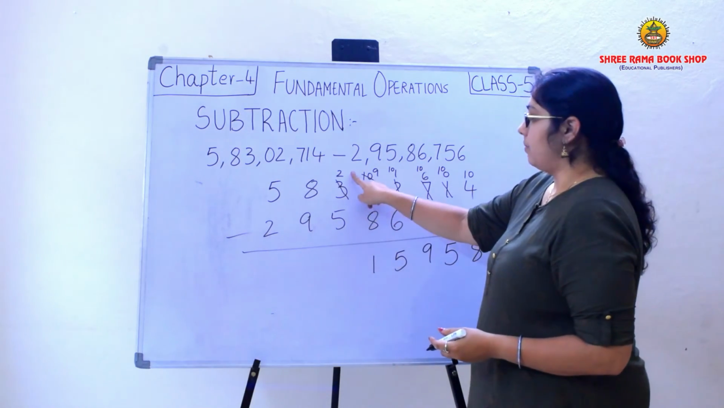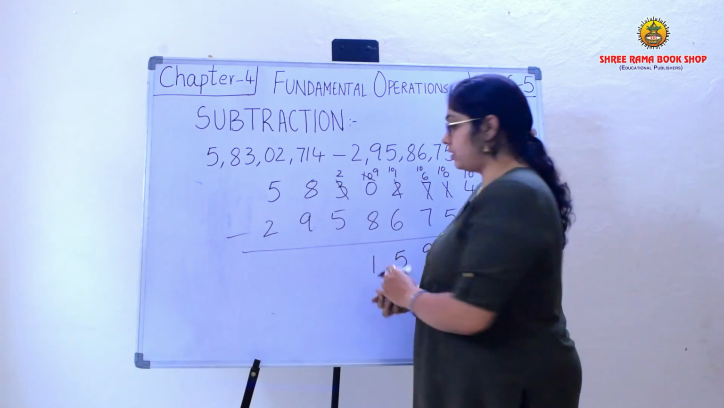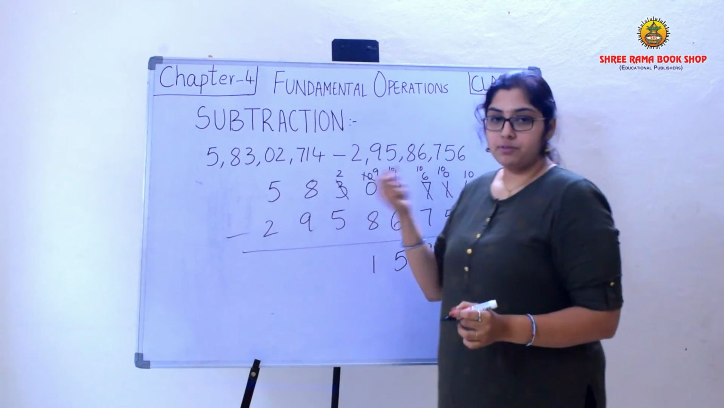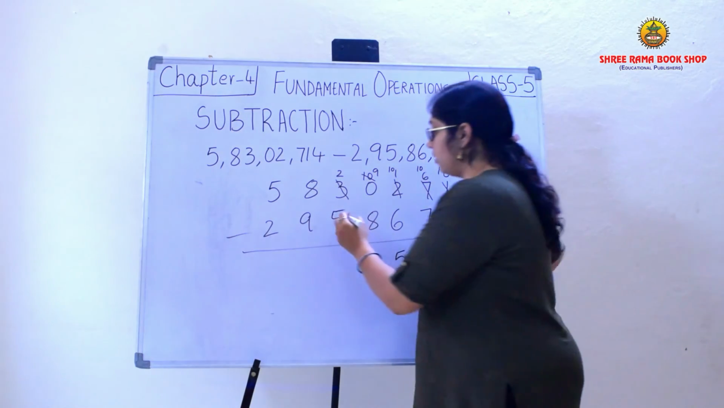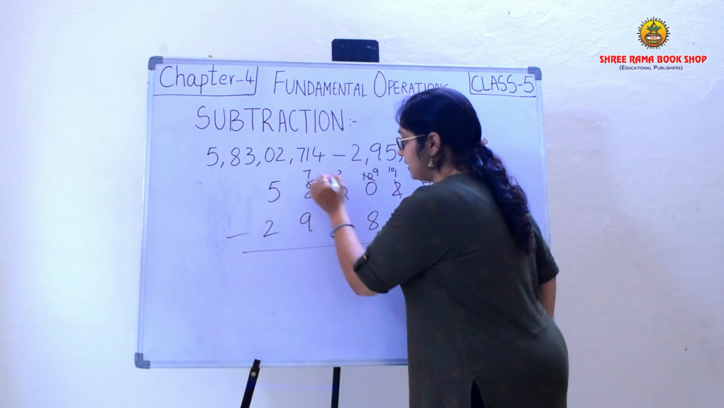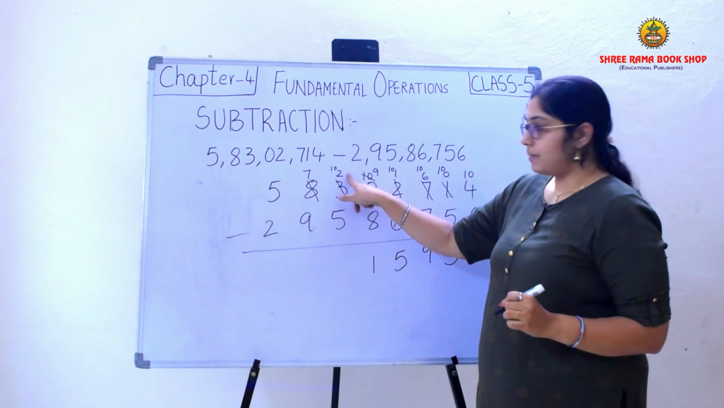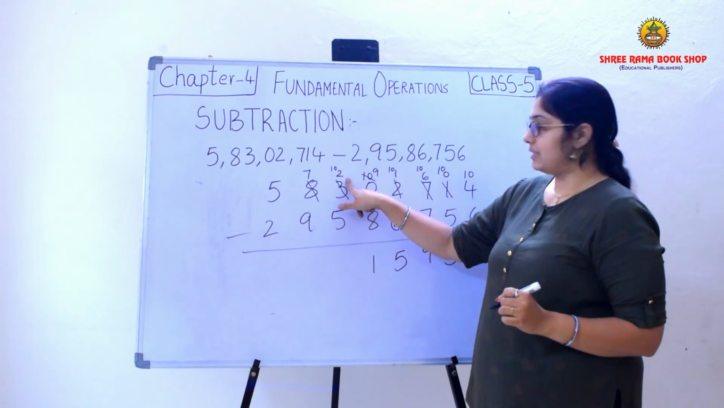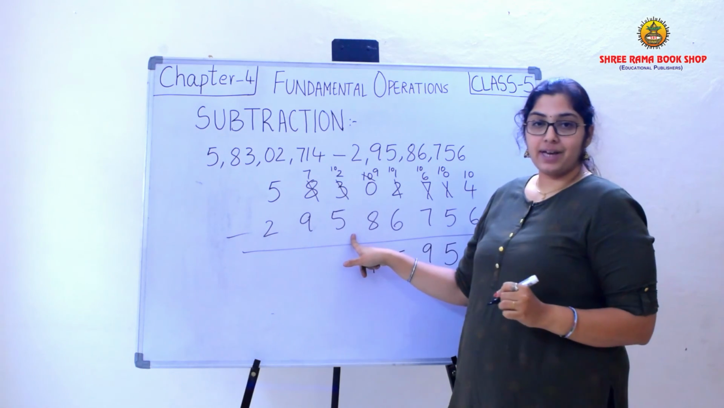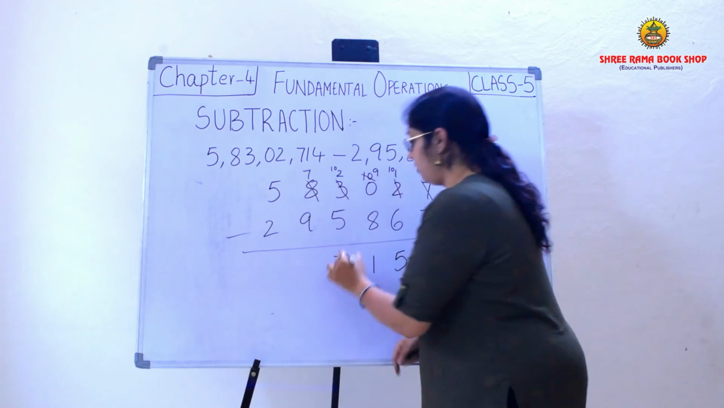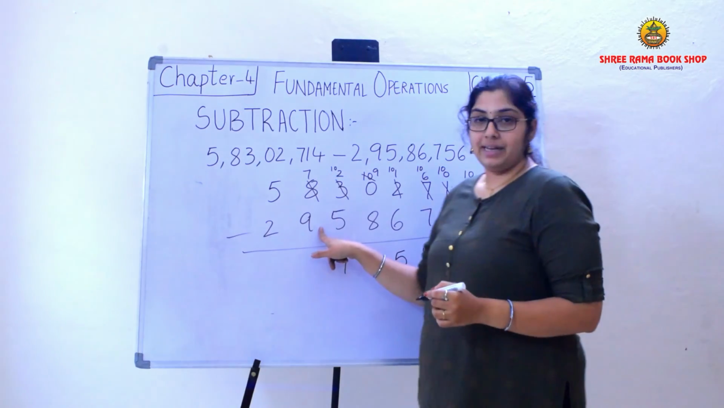Now in this column I have 2 minus 5, which is not possible because I can't subtract a bigger number from a smaller number, right? Now I need to borrow from 8. It is 7 over here, and I will be borrowing 10. So 10 plus 2 is how much? It is 12. 12 minus 5 is how much? It is 7.